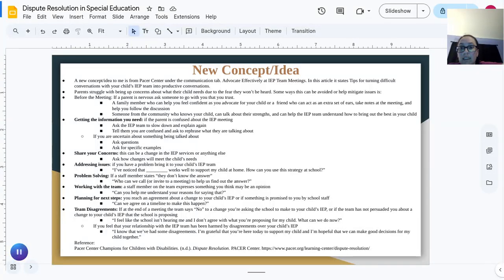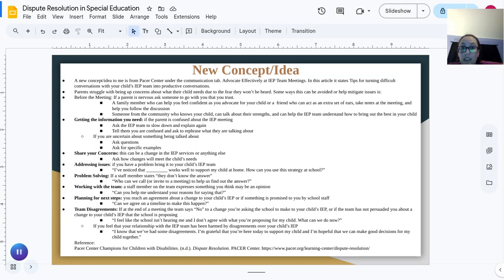Planning for the next steps. Once you reach an agreement about a change to your child's IEP, or if something is promised to you by the school staff, ask, can we agree on a timeline to make this happen? So when can these changes occur or be put in place?